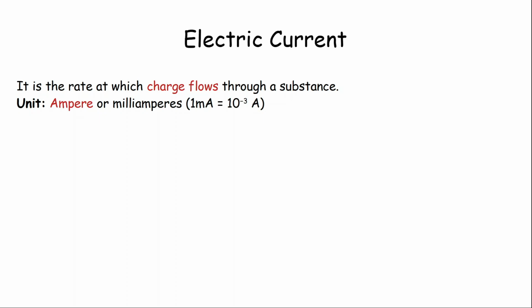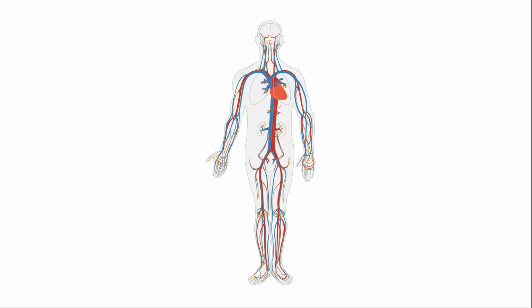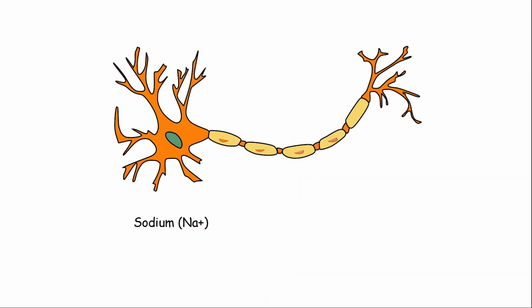If I formally define what electric current is, it is the rate at which the charge flows through a substance. Here charge can be an electron or it can also be an ion. If I talk about the human body, our brain neurons or nerve cells use ions like sodium ion, potassium ion, chloride ions in order to communicate information in our body. These neurons or nerve cells use electric signals in order to communicate inside our human body.